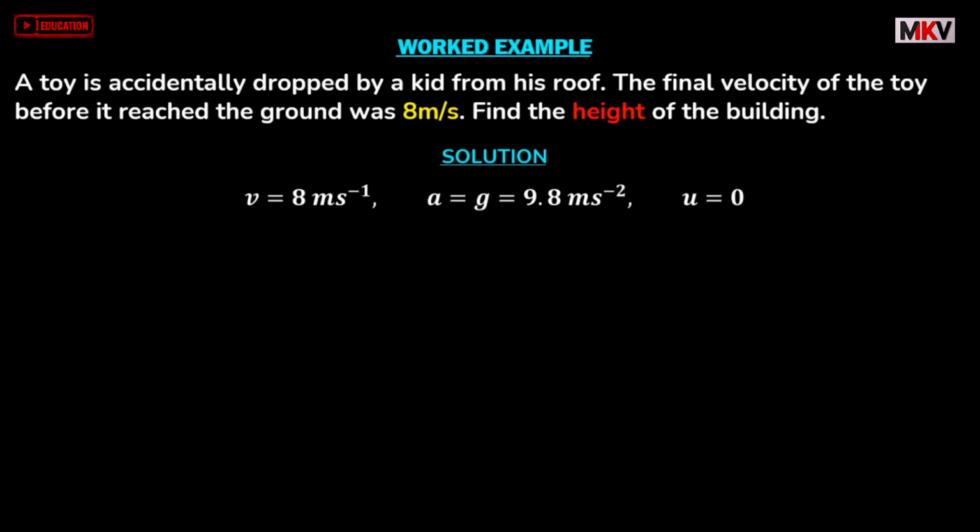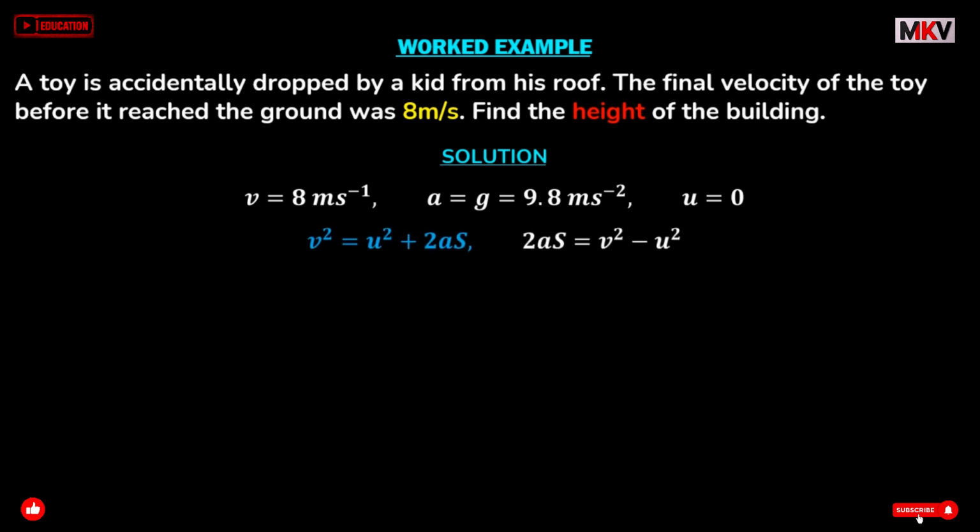We have equation 1, equation 2, and equation 3. In equation 1, V is equal to U plus AT. In equation 2, S is equal to UT plus half AT squared. In equation 3, V squared equals U squared plus 2AS. So picture what you have, the parameters you are given, and what you are looking for. The perfect equation for this problem is equation 3.